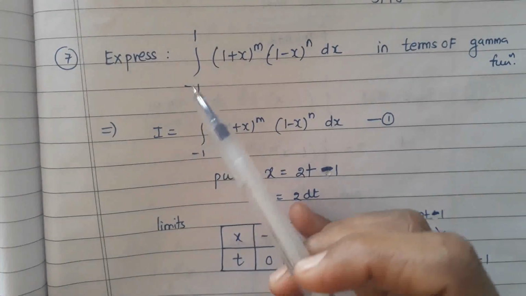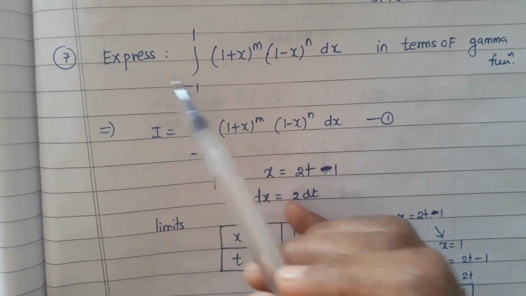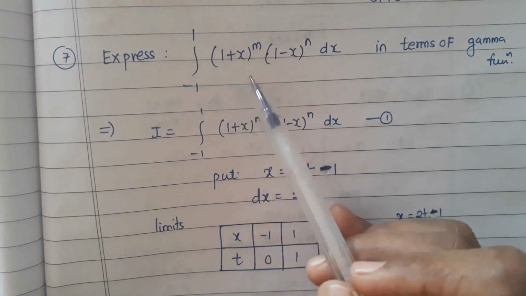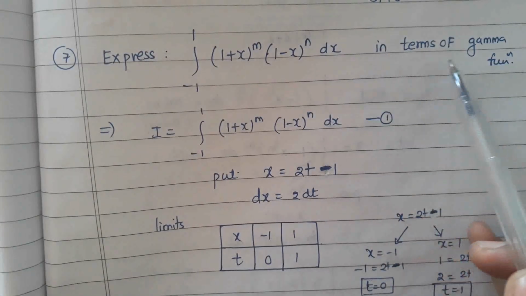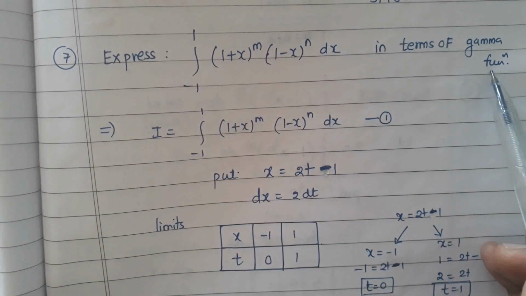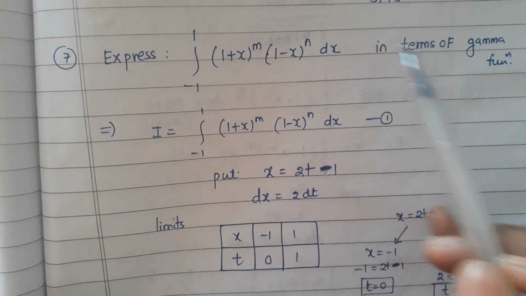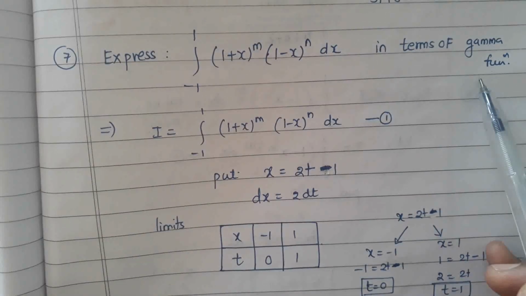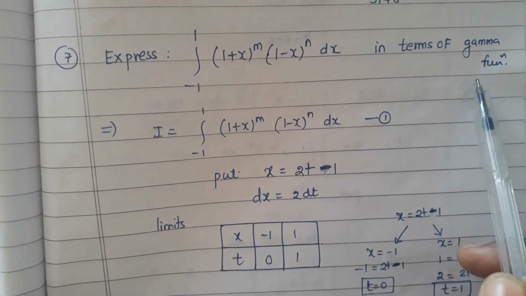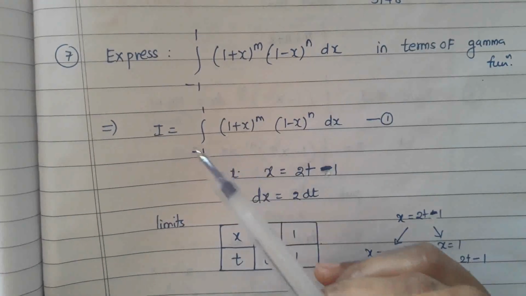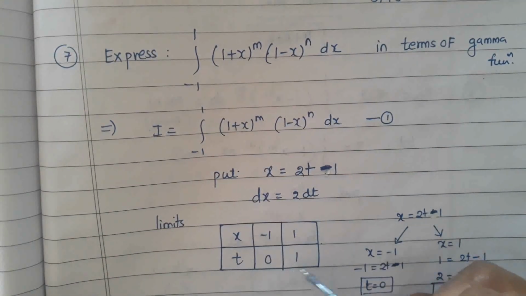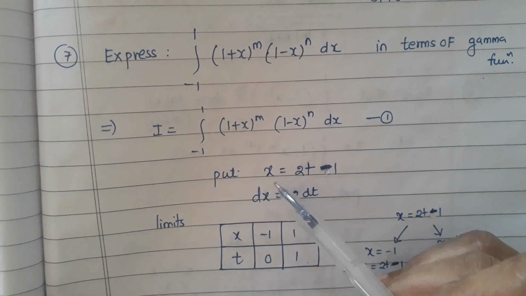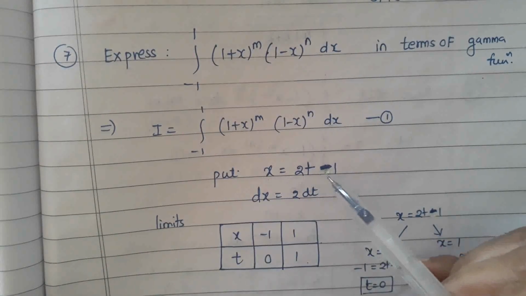Next example. Express the integral from minus 1 to 1 of (1 plus x) raised to m, (1 minus x) raised to n dx in terms of gamma function. To write the value of this integral in terms of gamma function, we need to use some proper substitution, and we have to change the limits from minus 1 to 1 into the form 0 to 1. So for that, use the proper substitution: x equals 2t minus 1.